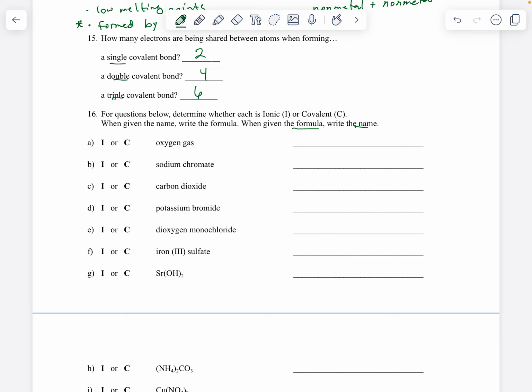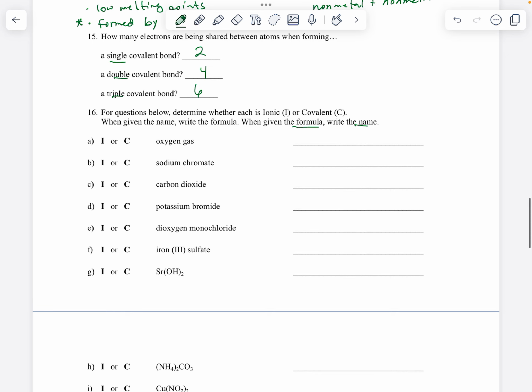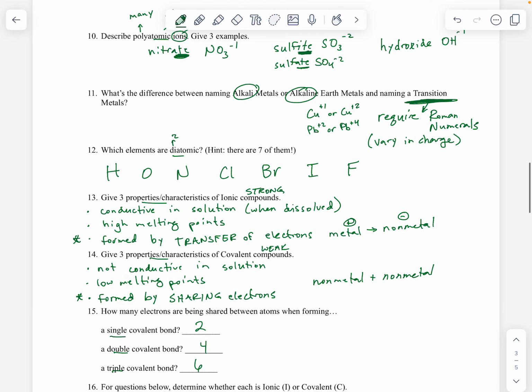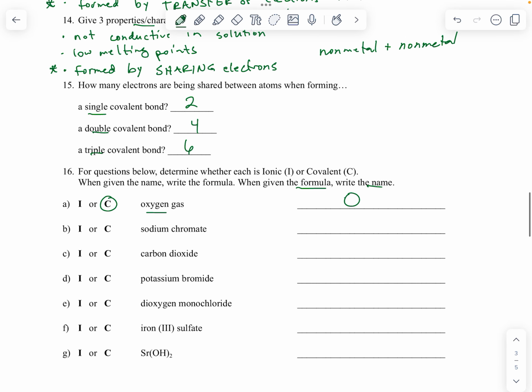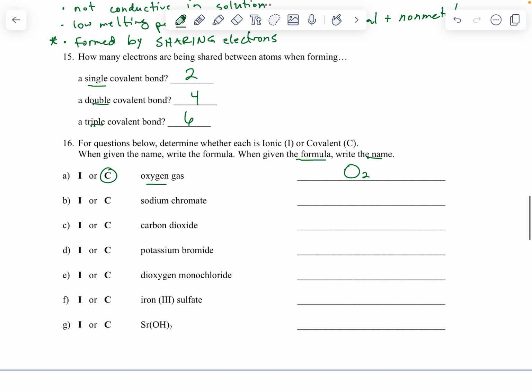We do have a lot of rules, so it would be good and beneficial for you to go back into any notes that we had to look off of as you're going through this. But the first one's oxygen gas. Now, I know oxygen's a nonmetal, and oxygen is the only thing we have there. Oxygen is a nonmetal, so I know it's covalent, but then I say, okay, oxygen gas, what does that mean? Well, remember, oxygen is one of the 7 diatomics that we have, so when they exist by themselves, they need to have a partner, so we have O2.